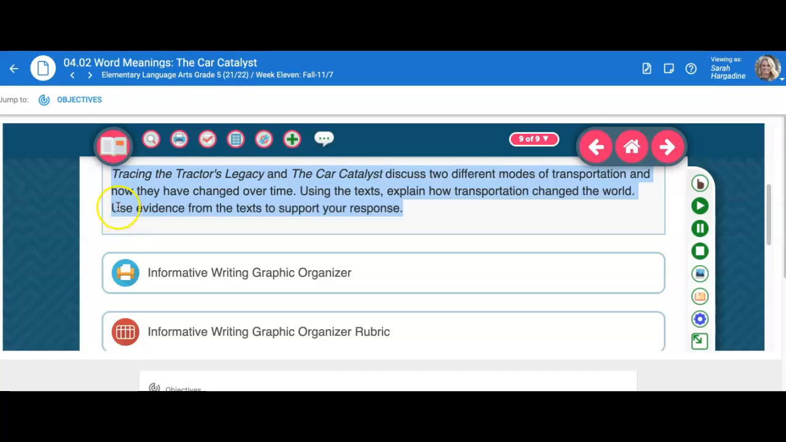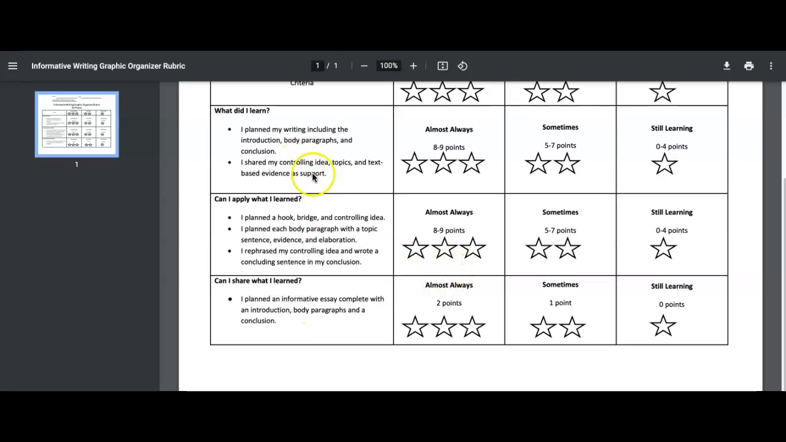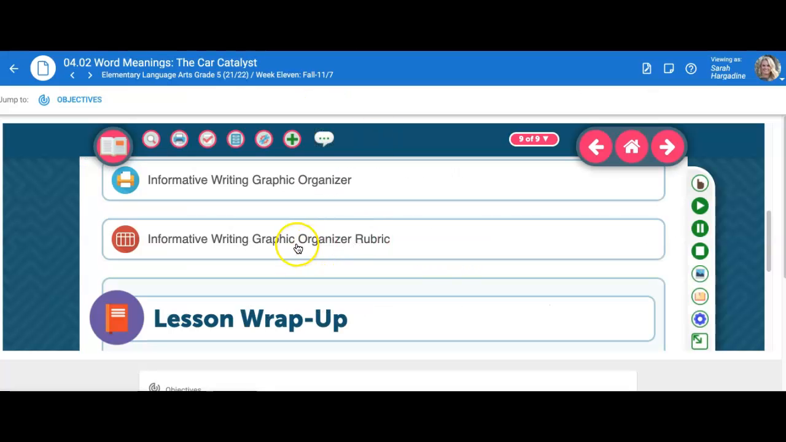When you use evidence from the text, don't forget to use that quote sandwich where you introduce, for example, The Car Catalyst said that, right? And you introduce that quote and then you explain how that quote goes back to explaining how they've changed over time and how that has changed the world. And you will find your rubric here for what I will be scoring you on and giving you feedback on.